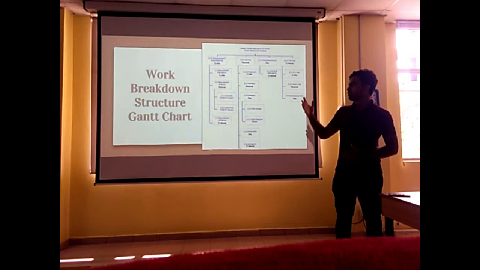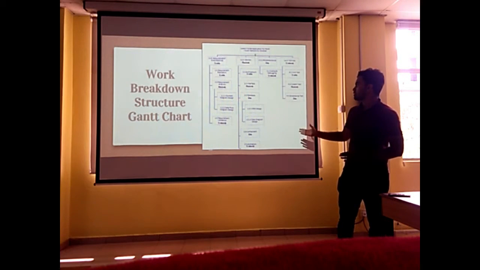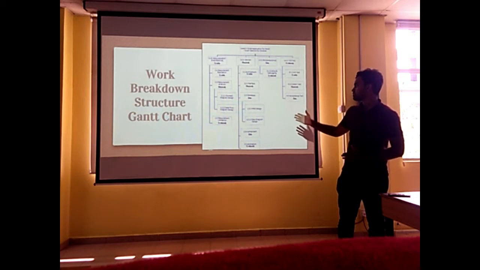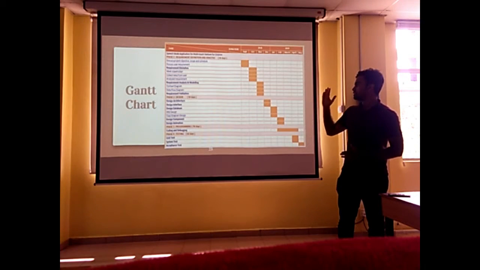Firstly, I will explain about this work breakdown structure. This is the work breakdown structure. As you can see, all the works are divided into the people who are tasked to do their specific works. Next is the Gantt chart. Gantt chart is basically like planning, like how long will this activity take, estimate.